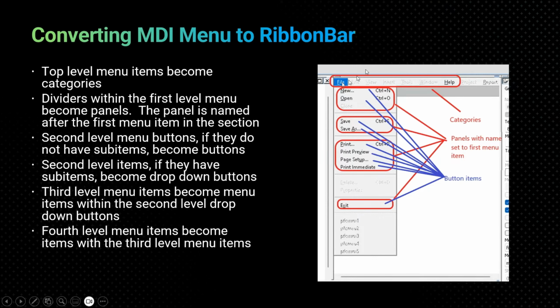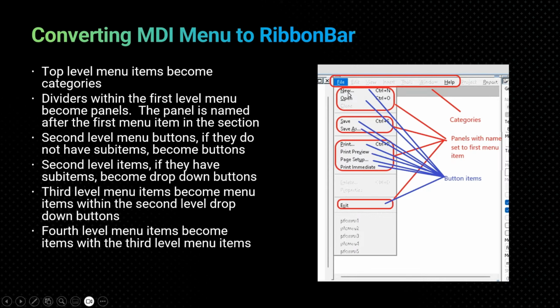The way that PowerBuilder does this, it takes the top level options here like File and Help, and it makes those categories. Notice how I've got these dividers, these gray lines between sections. Each of those is going to become a panel within the category. And the name of the panel is going to be based after the name of the first option within that group. So this will become a panel called New, this will be a panel called Save, this will be a panel called Print, that would be a panel called Exit.